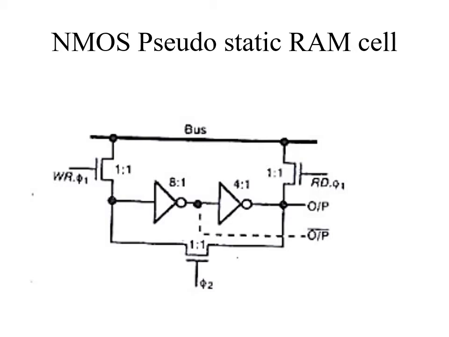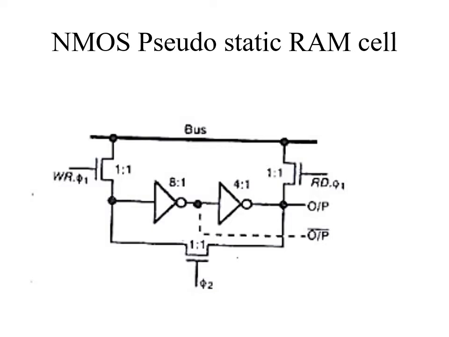Here you can see 2 pass transistors. The gate input for this is write into phi 1, and you have one more transistor and the gate input for that is read into phi 1. So write into phi 1 is given to a transistor that is used for performing the write operation, and read into phi 1 is given to a transistor that is used for the read operation. Writing means we are writing into the inverter, reading means we are reading from the inverter.